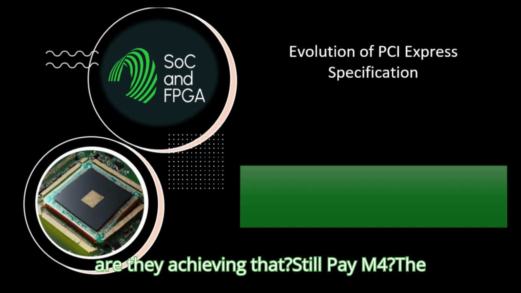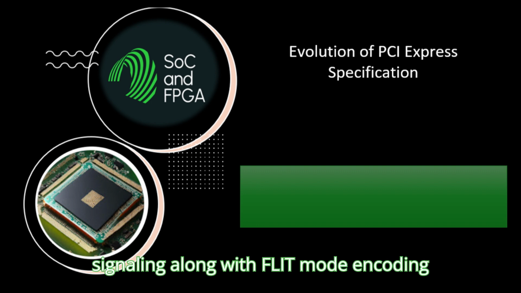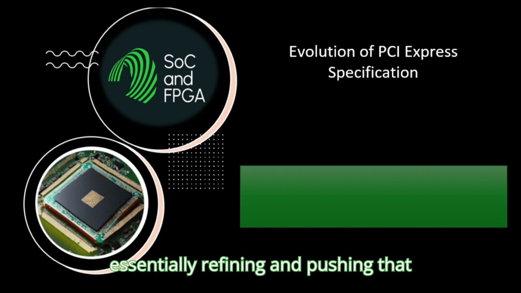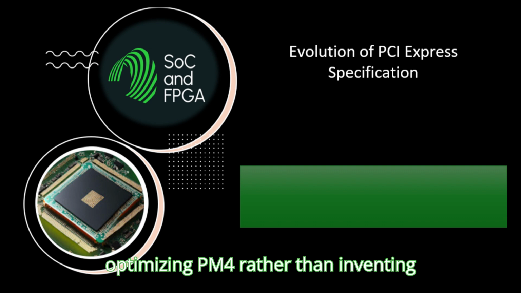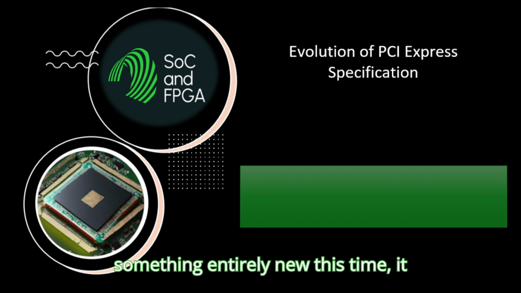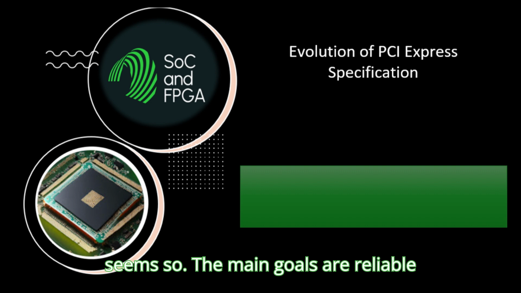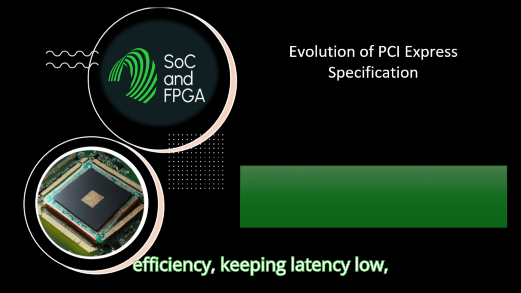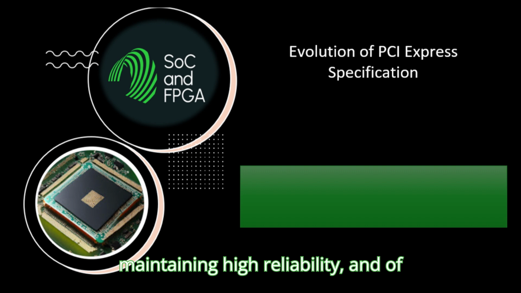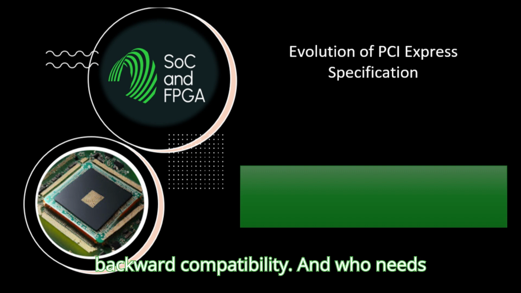Still PAM4. The plan is to continue using PAM4 signaling, along with FLIT mode encoding and forward error correction. They're essentially refining and pushing that technology further. So focusing on optimizing PAM4 rather than inventing something entirely new this time. It seems so. The main goals are reliable signaling at that speed, improving power efficiency, keeping latency low, maintaining high reliability, and of course, preserving that all-important backward compatibility.